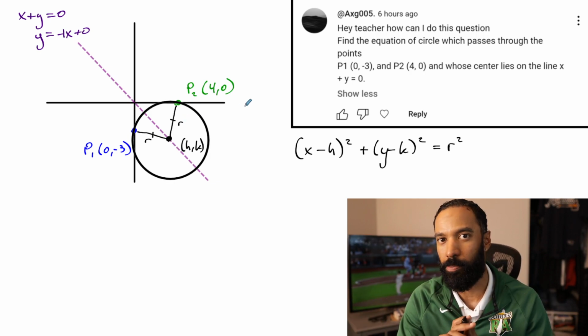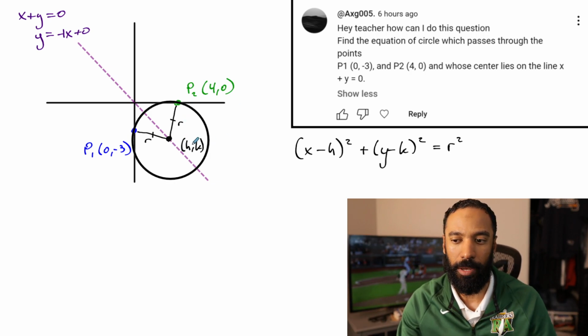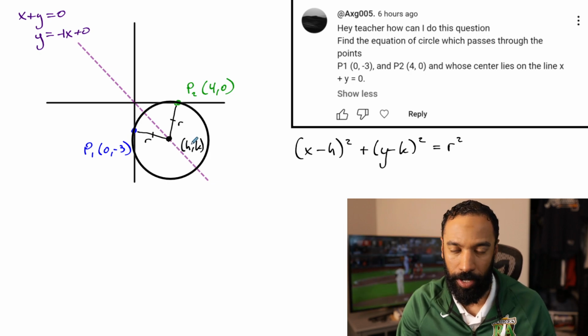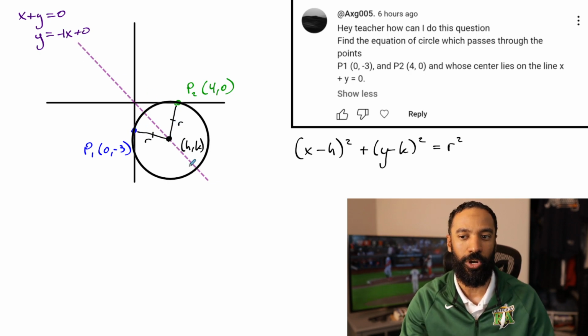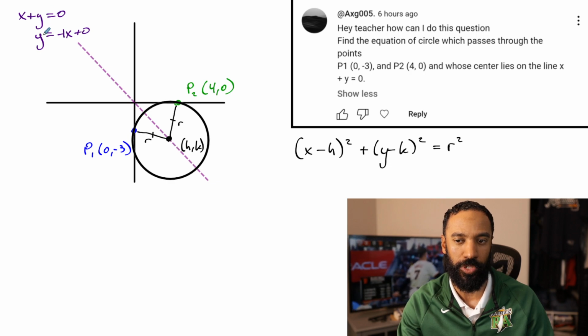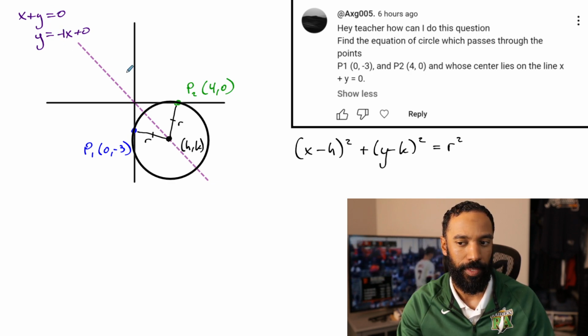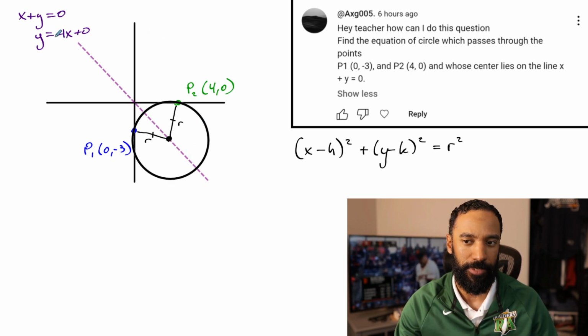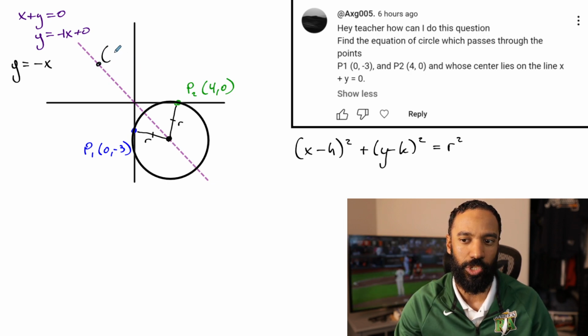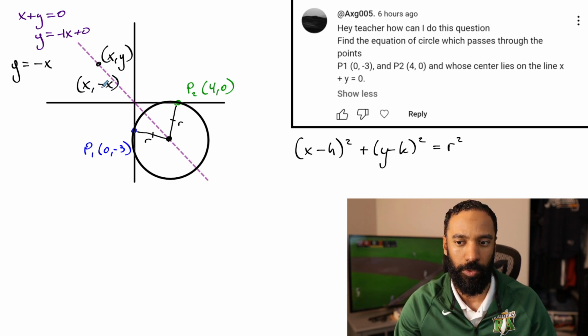So my idea for this problem is that I want to find some xy value, or some hk, whatever you want to call it. I want to find some center point that's the same distance away from these 2 points and is on the line x plus y equals 0, or y equals -x. Instead of calling the point hk, I'm going to take advantage of this. If y equals -x, then any xy point on this line I can call x, -x, because y equals -x.